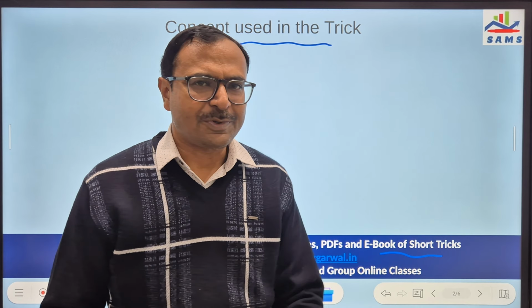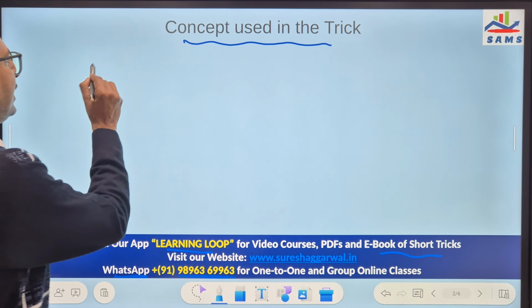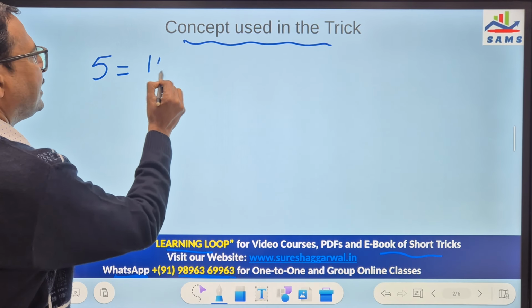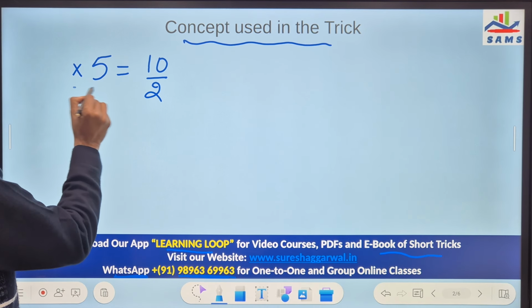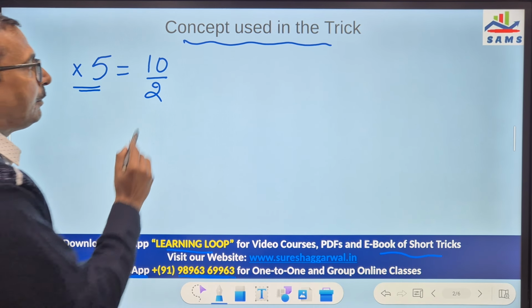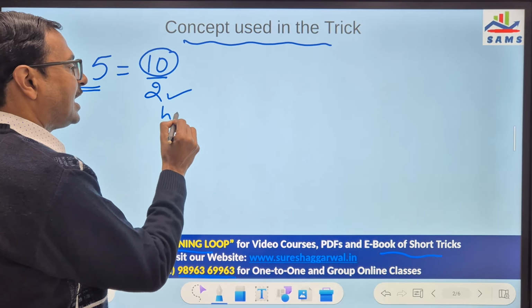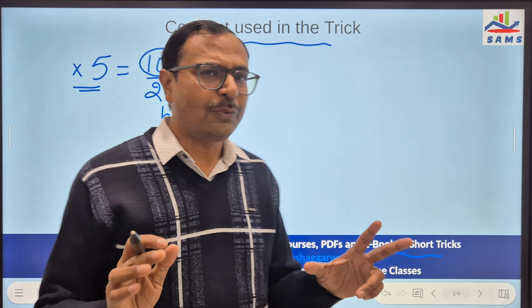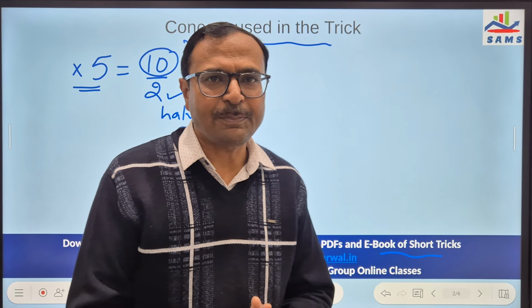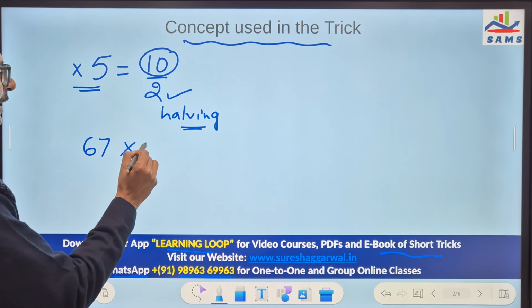So what is the concept? When we multiply a number by 5, see 5 is actually 10 divided by 2. Now when you multiply something by 5, it's all the more difficult, but multiplying by 10 and then dividing by 2, which is halving, is much easier. See, I'll show you one very easy example. Suppose you have a number 67 and I want to multiply that by 5.